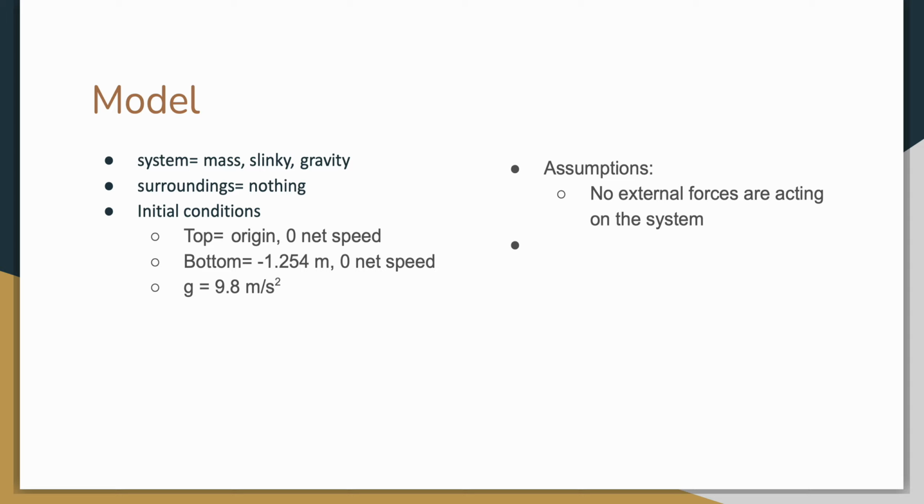Now, the initial conditions are that the top is at the origin with 0 net speed, and the bottom is at negative 1.254 meters with 0 net speed, and the gravitational acceleration is 9.8 meters per second squared. We assume that the bottom is at this height as we took the average height of an Australian man and subtracted some height for the slinky.